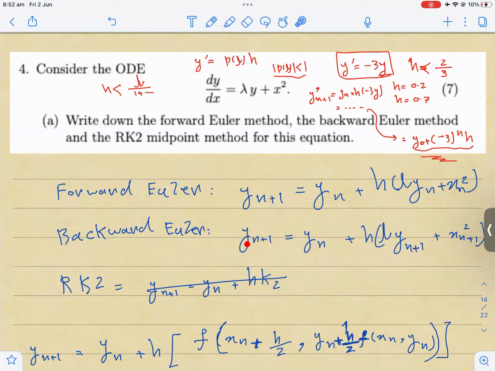But the backward Euler method is slow, lazy. Why? Because you need to solve for y_{n+1} in every for loop iteration. You need to do Newton's method, for example, to find y_{n+1} because it's implicit: it's here and it's here. Then the next step. So it will be very slow, but the stability is high in the backward Euler method.